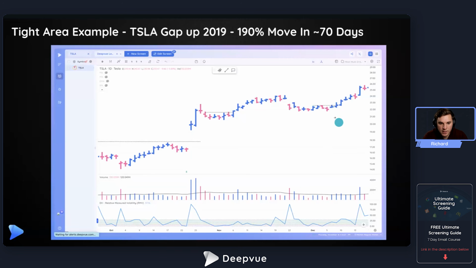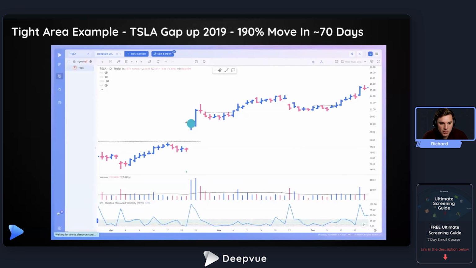And from this point on, it advanced 190% in about 70 days before the 2020 correction, which basically reset it again, created a new base, and set up a whole other VCP. But that's another example, and everybody goes over that example, so I wanted to show something a little bit new.